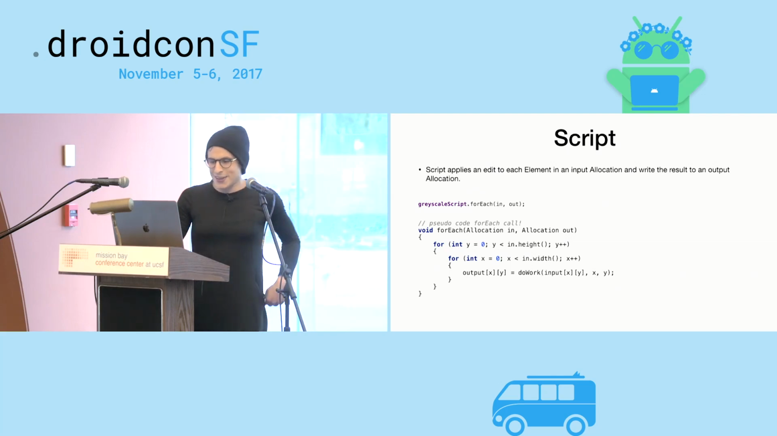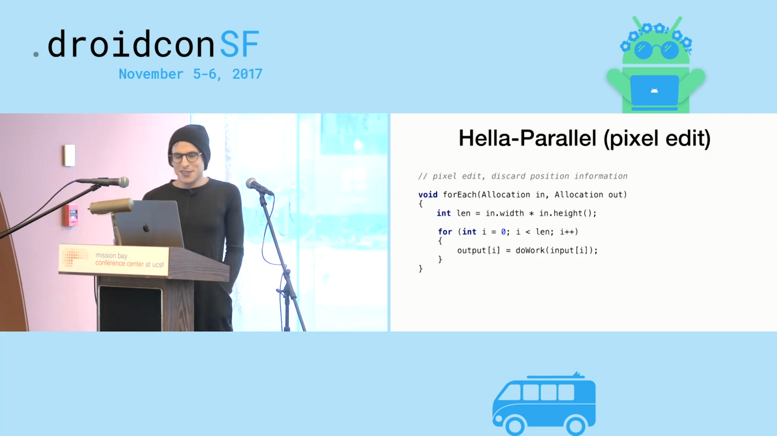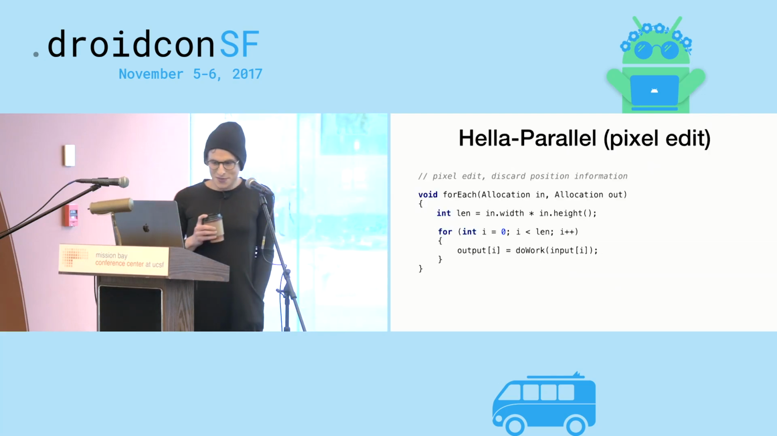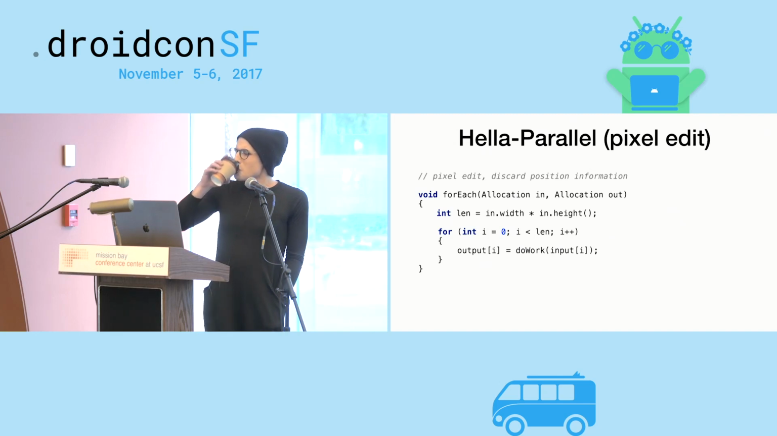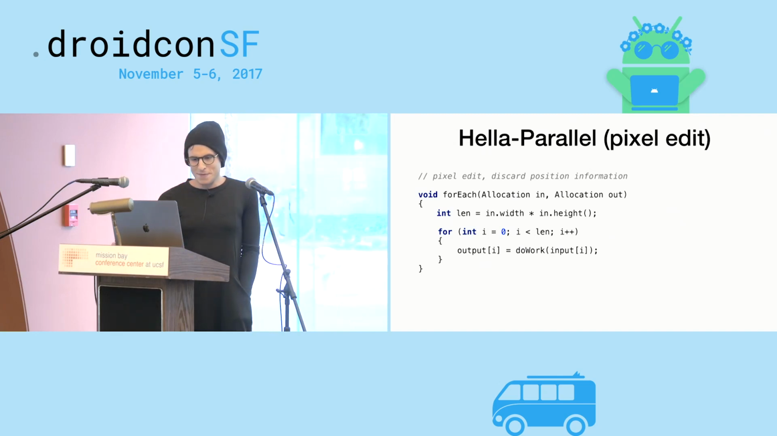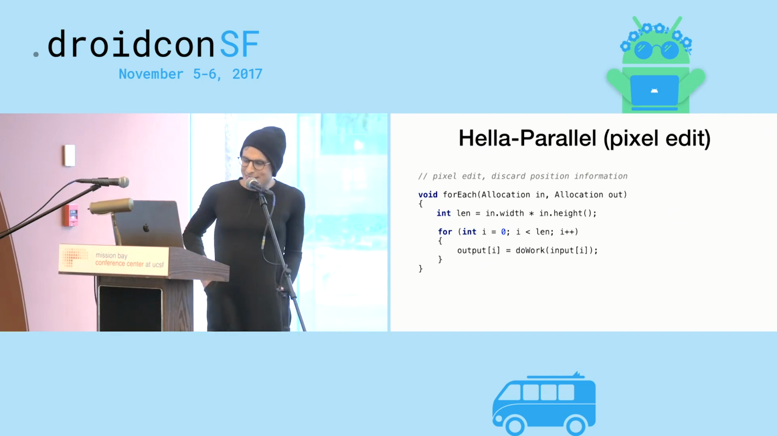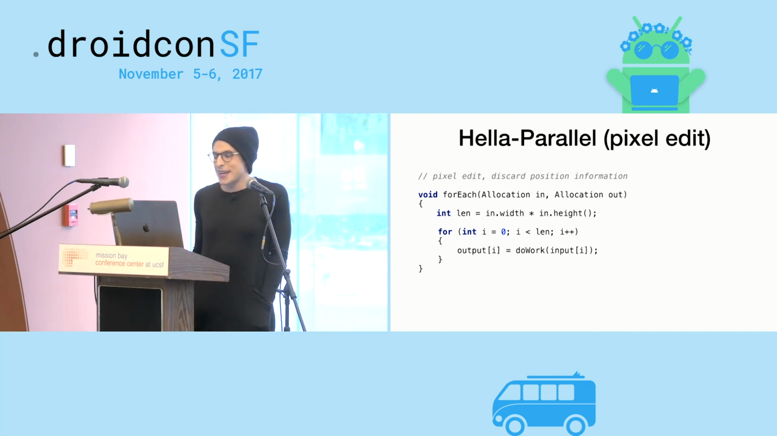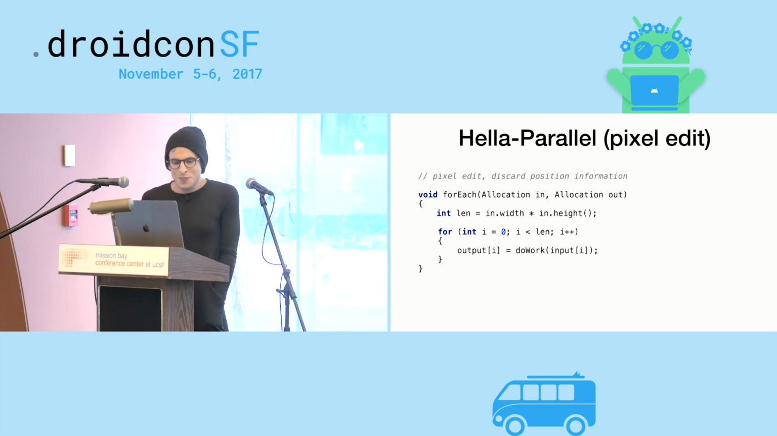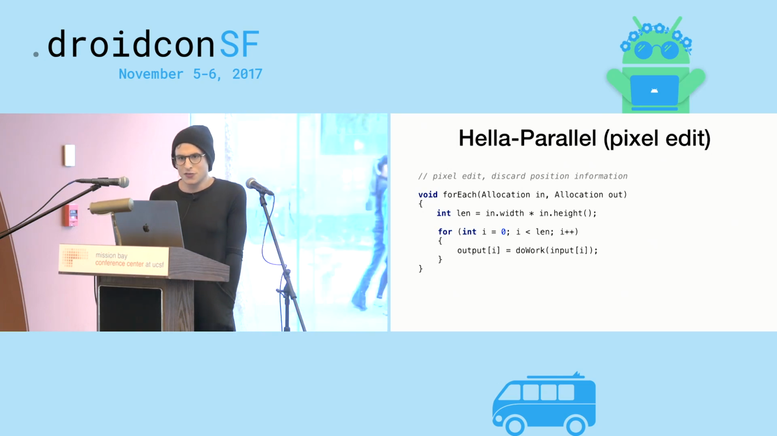I thought this was just a good title for a talk, but I think I want to define it. What does hello parallel mean? This is what it is. Some of these edits, let's call it a pixel edit or a point edit. What you're essentially doing is discarding the positional information because you don't care. It is a color in, color out.